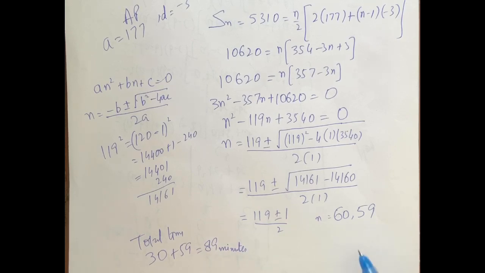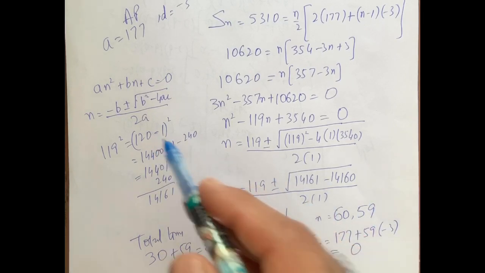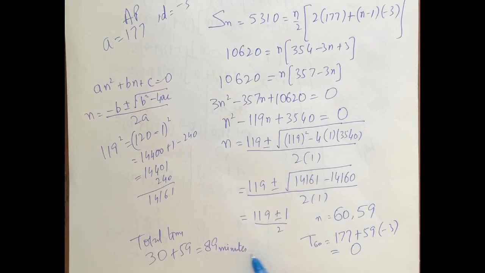Now why are we not taking 60? Let us find out. The 60th term will be A plus 59 into D, that is 0. So in the 60th minute he is not counting any money, so that means n is 59. 59 plus 30 already, so that is 89 minutes.